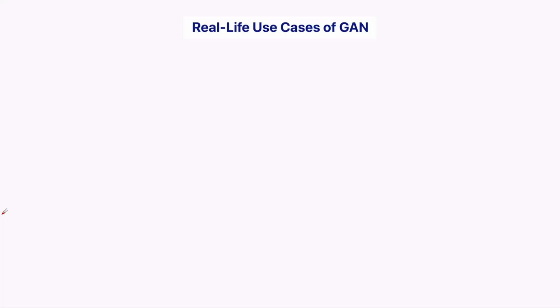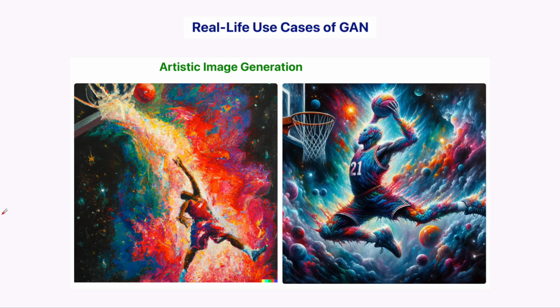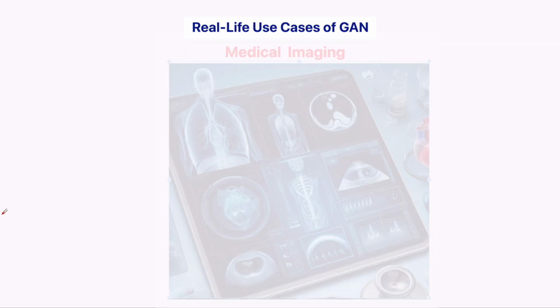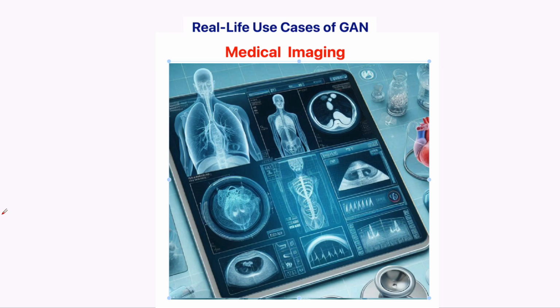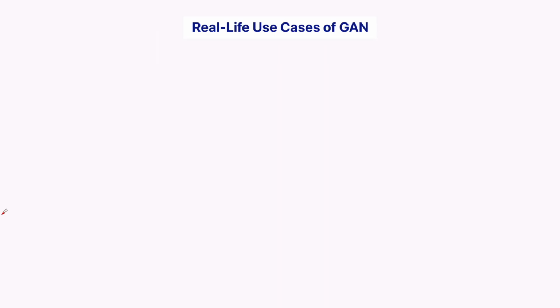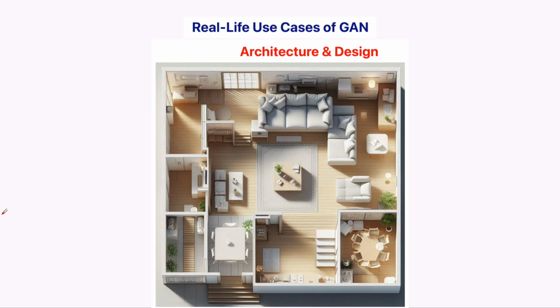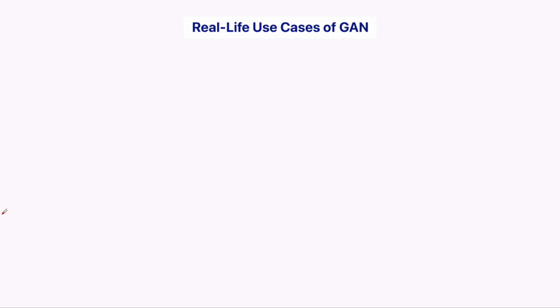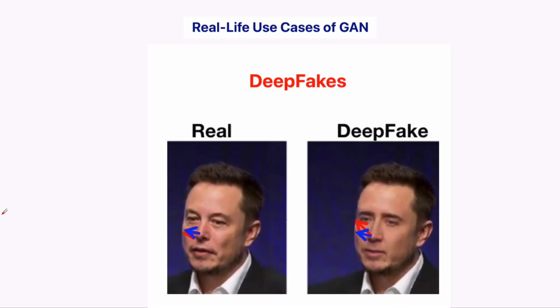Another real life use case of GAN is fashion design, generating new clothing styles or makeup ideas. Another use case of GAN is AI art creation. Tools like DALL-E use GAN-like systems to create artistic images. Another use case of GAN is medical imaging: create synthetic X-rays for training doctors without real patient data. Also, GAN can be used in architecture and design, to generate floor plans or layouts for houses and buildings. And GAN can also be used in deepfakes, to swap faces or voices in video, which are used both ethically and unethically.